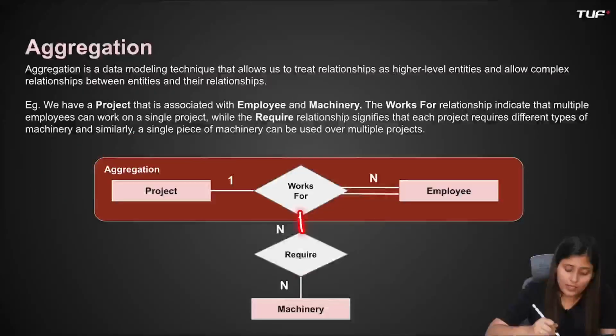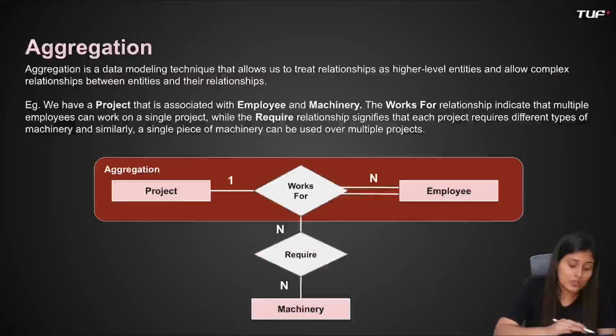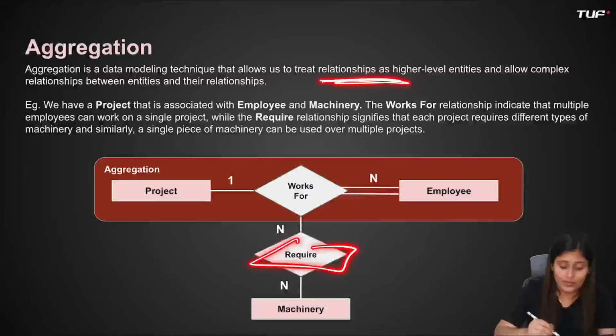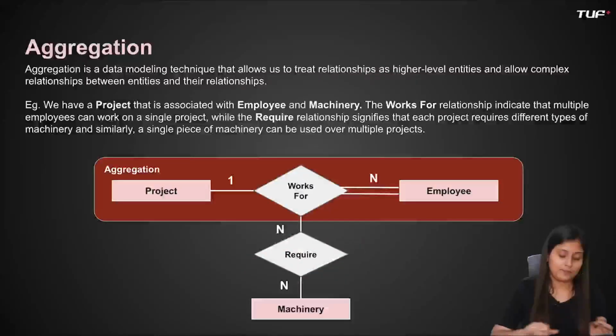Like you can see this requires relationship exists between a relationship and an entity instead of entity and entity. So this is what aggregation helps to do, to make the relationship a higher entity. So that's what aggregation means in the ER model.